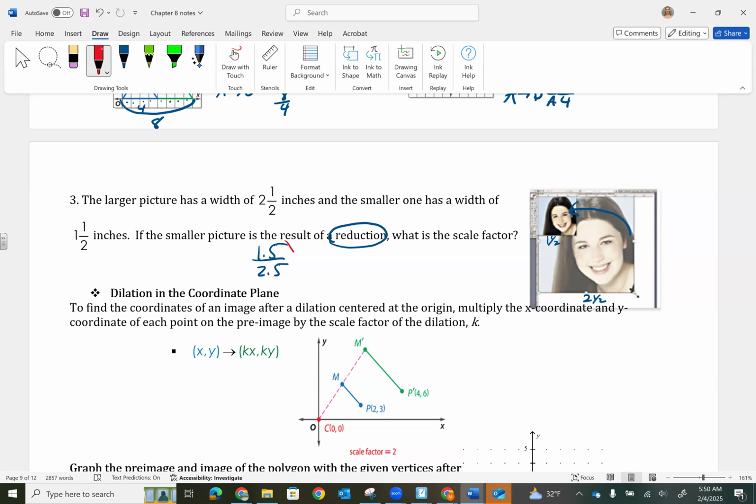So if you multiply the top and bottom by 10, you get 15 over 25, which we can reduce now. We can divide them by 5 and you get 3/5. So the scale factor is 3/5 of what it used to be. So it is a reduction. Your scale factor K is 3/5.